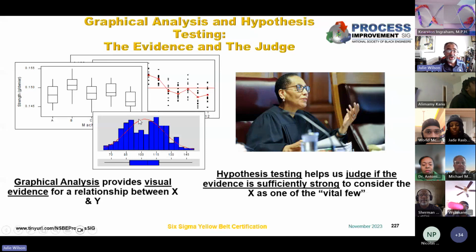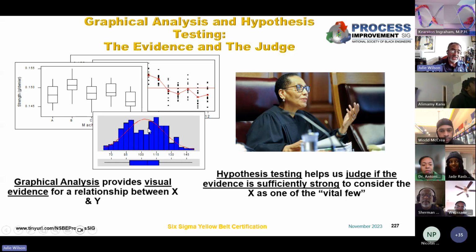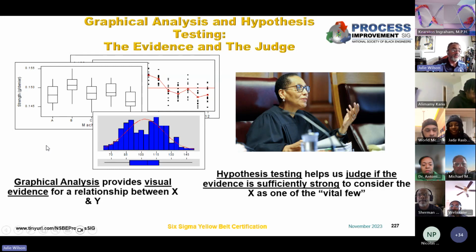So for instance, in the picture here, like the histogram, it looks like we've got dual populations. In the box plot, group B looks like it's higher than the other groups. Hypothesis testing is a way to help us judge if the evidence is sufficiently strong to consider the X as one of the vital few. In other words, the graph is telling us that this particular X is significant and that we ought to include it in our list of the 4 or 5 that we focus on. Hypothesis testing will confirm whether or not that's true.